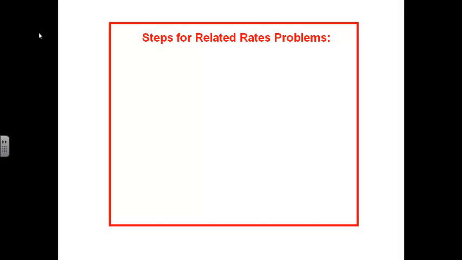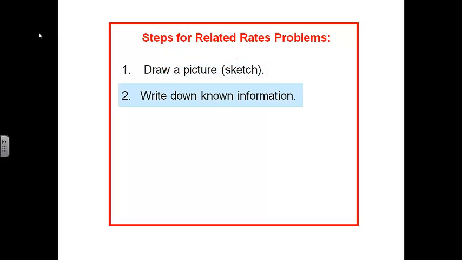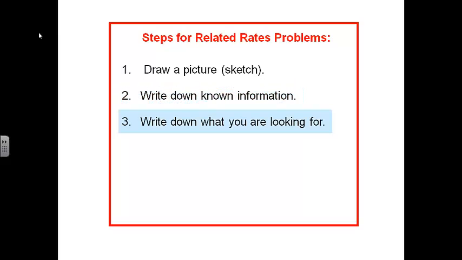The steps for related rates problems, so you should write these down. Step number 1, you want to draw a picture, a sketch. Number 2, you want to write down what you know. Usually that means labeling the sketch and writing in the information that we know. Step number 3, we want to write down what you're looking for. It's very important to write down what it is you're actually looking for, so that you can keep that in mind as you're solving the problem.